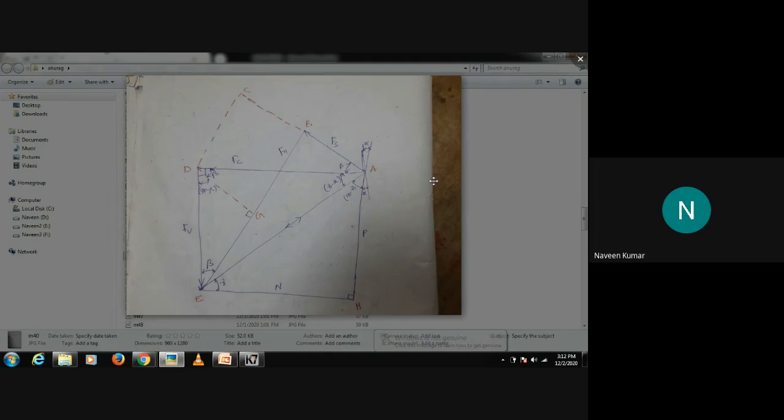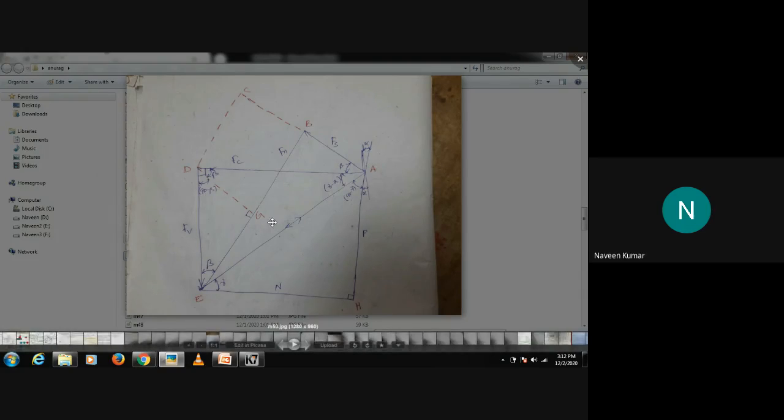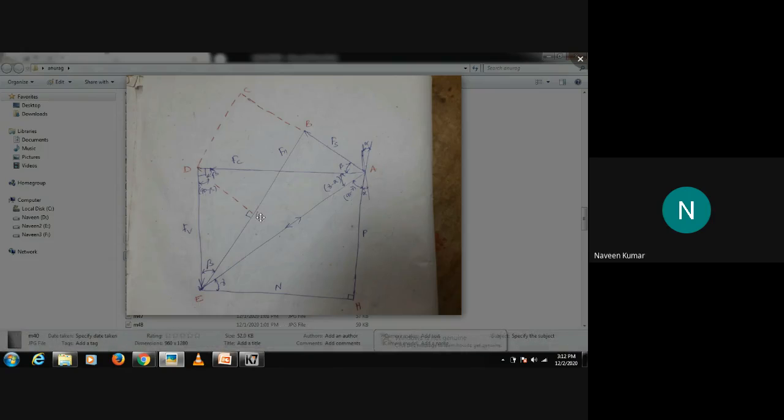See, draw this diagram. Draw this diagram. Inclinations are very important. Look carefully and draw.